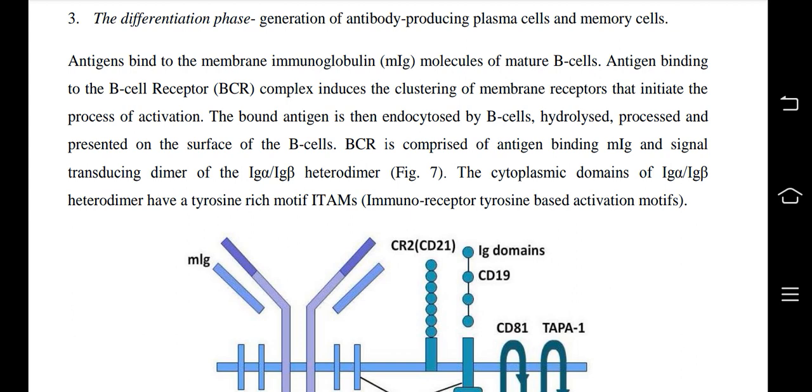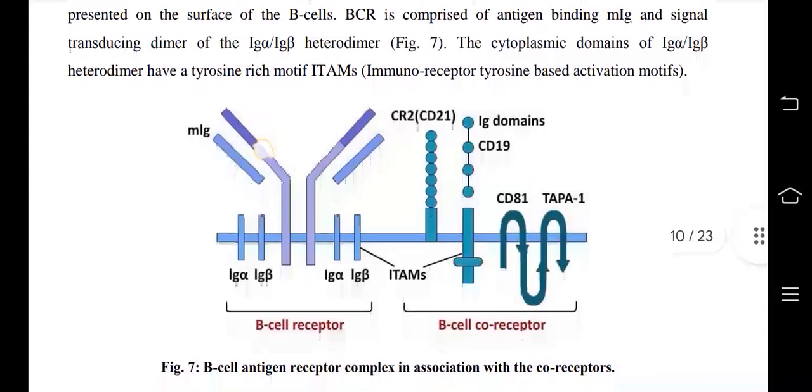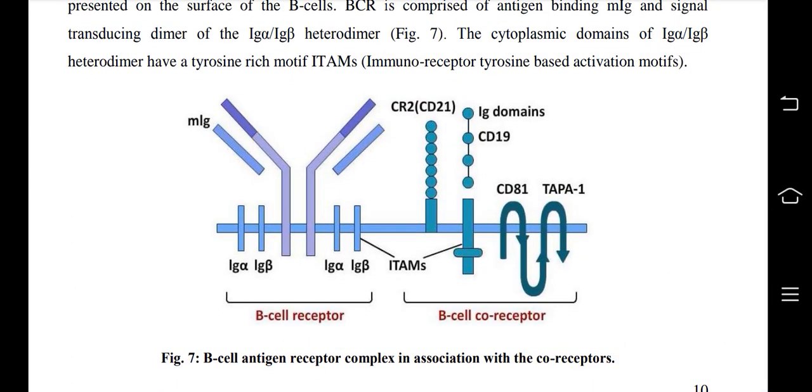Antigen binding to the B cell receptor complex induces the clustering of membrane receptors that initiates the process of activation. The bound antigen is then endocytosed by the B cell, hydrolyzed, processed, and presented on the surface of the B cell. The BCR is comprised of antigen-binding mIg and a signal-transducing heterodimer of Ig alpha and Ig beta. The cytoplasmic domains of Ig alpha and Ig beta have a tyrosine-rich motif, ITAMs, immunoreceptor tyrosine-based activation motif.